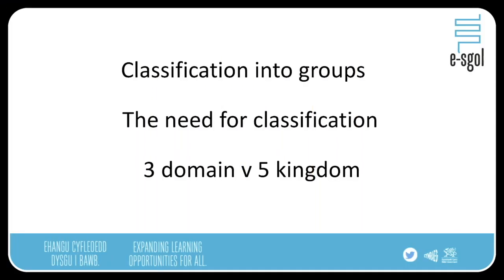The specification reference is Part A, the classification of organisms into groups, based on their evolutionary relationships, and that classification places organisms into discrete and hierarchical groups, with other closely related species. And Part B, the need for classification and its tentative nature. And finally, Part C, the three-domain classification system, as compared with the five-kingdom classification system.